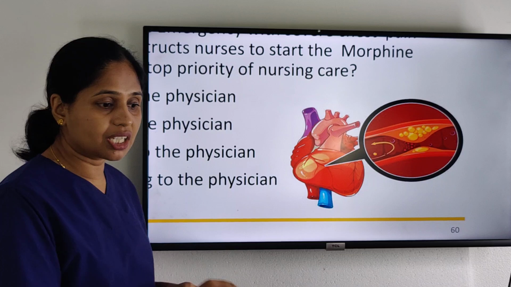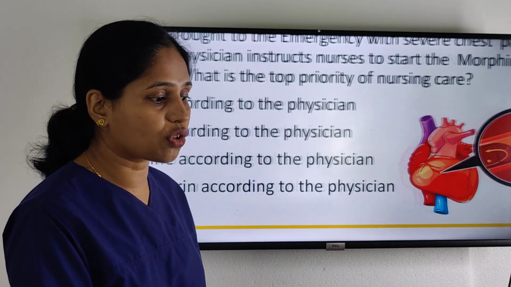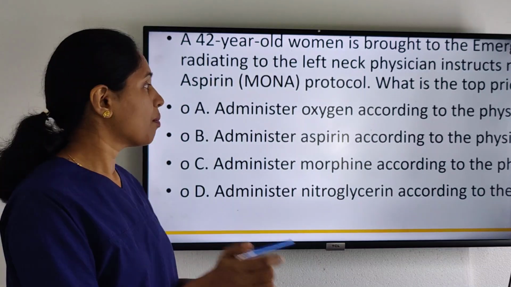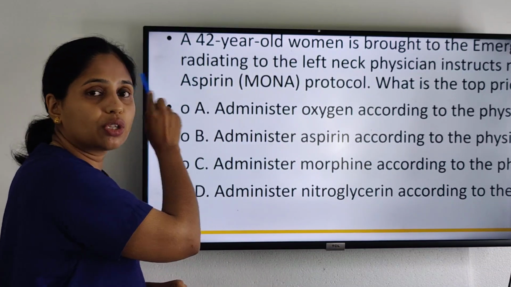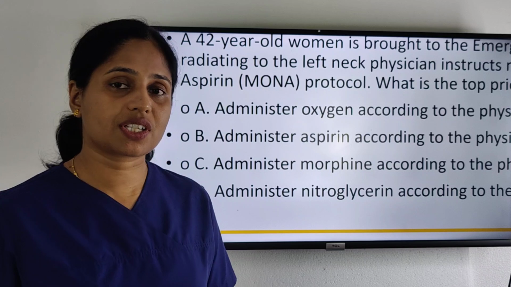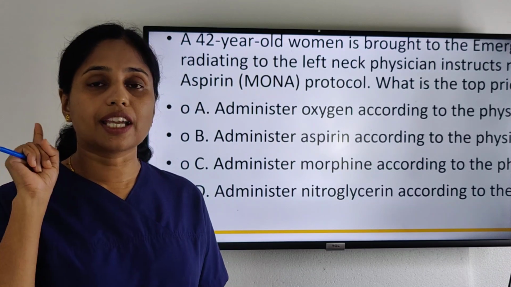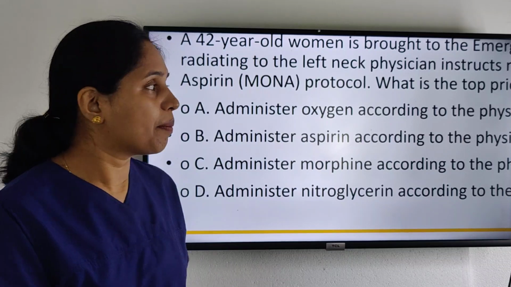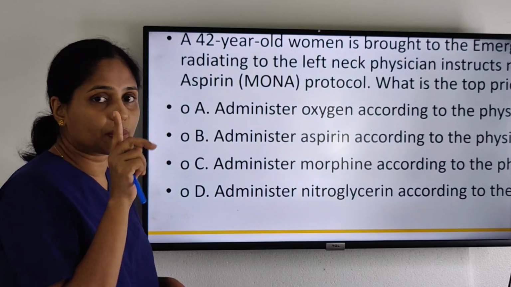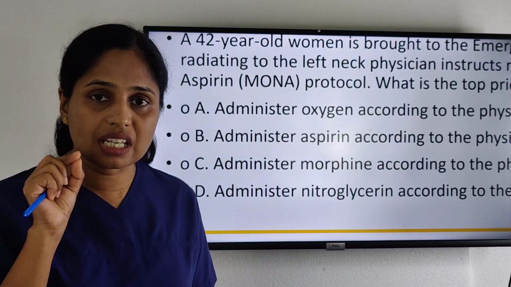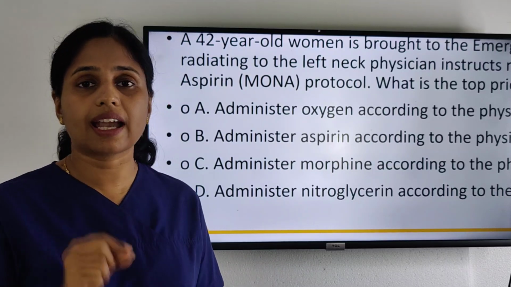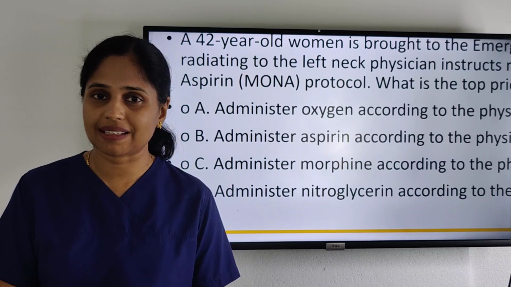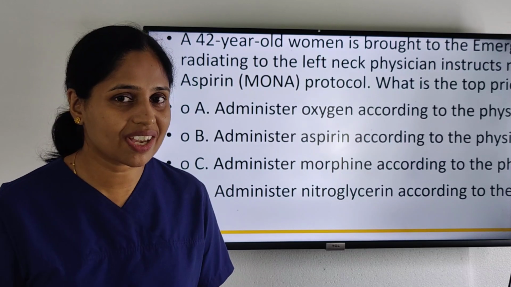But for this question, I have not selected oxygen first. I have selected morphine first. Why? Because there is a standing order to start MONA first. Clear? In case of myocardial infarction, the first management is always oxygen. But that is not applicable in this question because the question itself says that there is a standing order. So we have to follow that. Clear? I hope it is very clear to you.